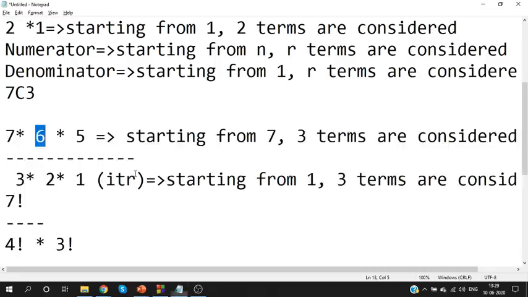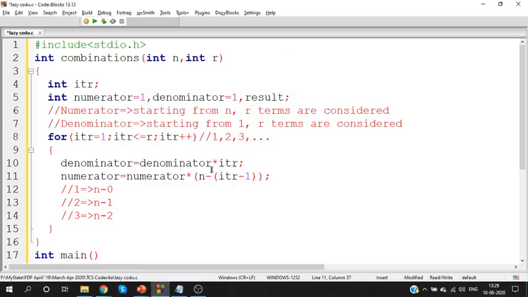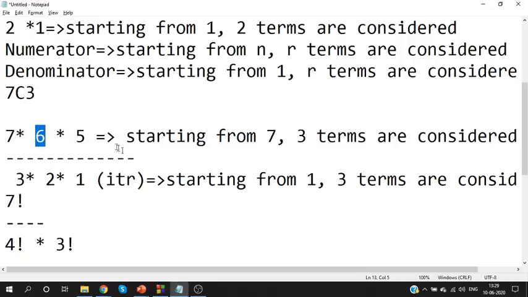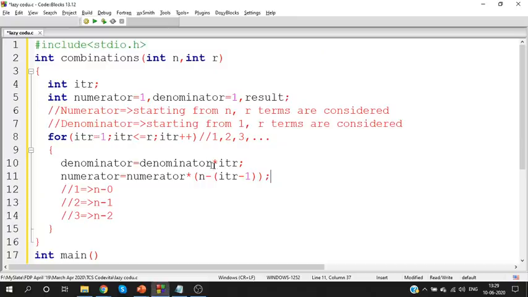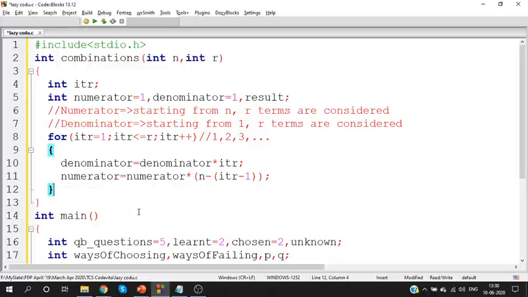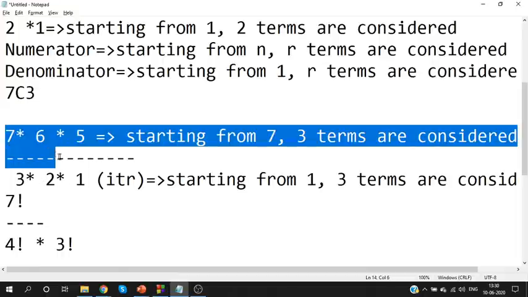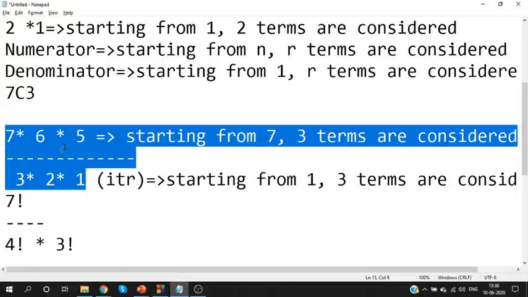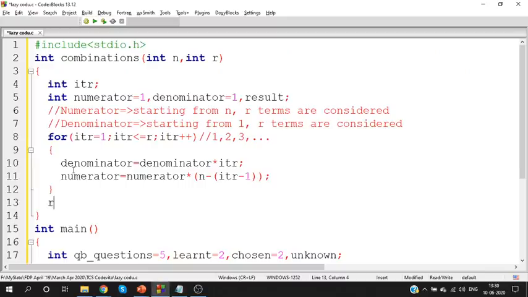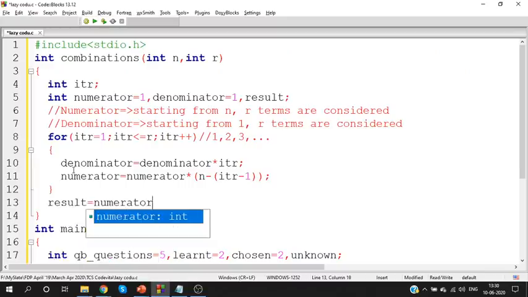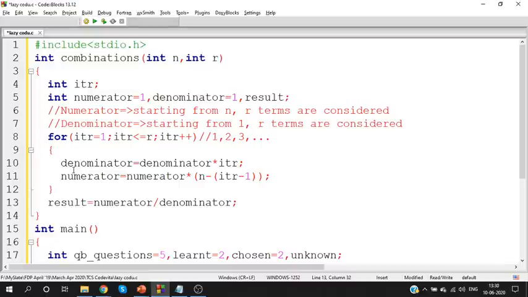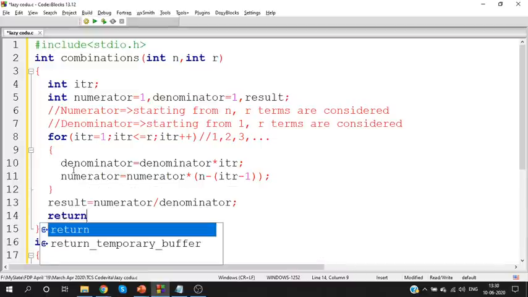To calculate the numerator, start from n. So first, n minus 0 should be multiplied. Next, n minus 1, 6 should be multiplied. So n minus 1 will be chosen. Next, n minus 2, which is 5, has to be multiplied. So I hope it is clear up to this point. After calculating the numerator and denominator, what is the final result? Final result is you have to divide these two values. Numerator and denominator has to be divided. So result is equal to numerator divided by denominator.